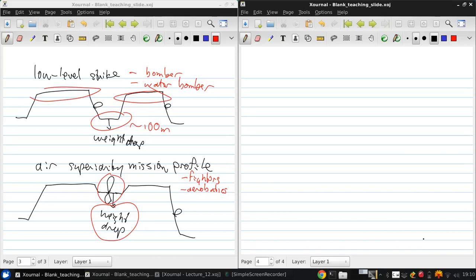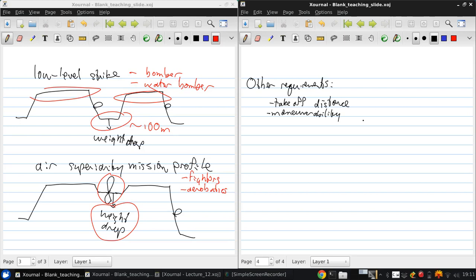Now, in addition to the mission profile, there are other requirements that need to be met. Things like the takeoff distance, which is related to the airports at which the aircraft's intended to operate. Maneuverability, related to how tight the aircraft should be able to turn.